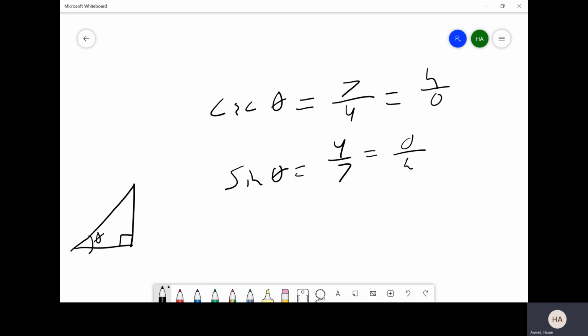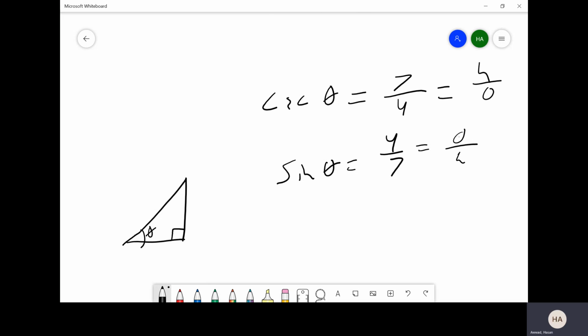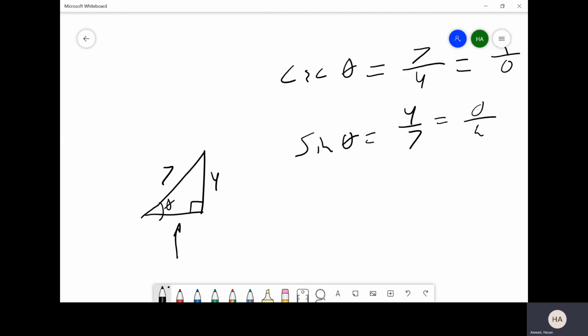You can either write the numbers on your triangle first, or you can find the correlating trig function that matches the partner that you were given. Either way, we should get the same thing, that your hypotenuse is 7. Notice I'm putting 7 here because it's opposite of the right angle, and the leg that is opposite of your theta is going to be 4. So I'm going to put 4 right there. With that being said, let's go ahead and find this missing leg here.